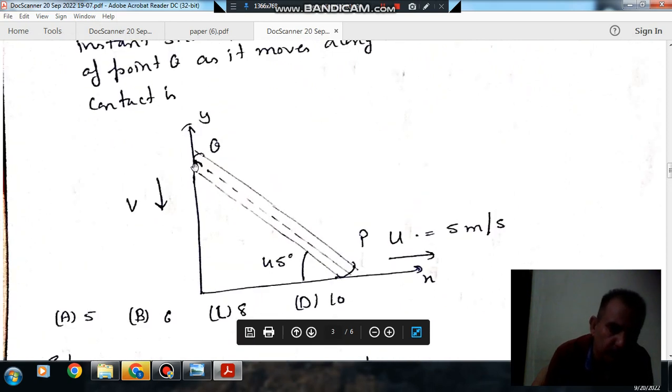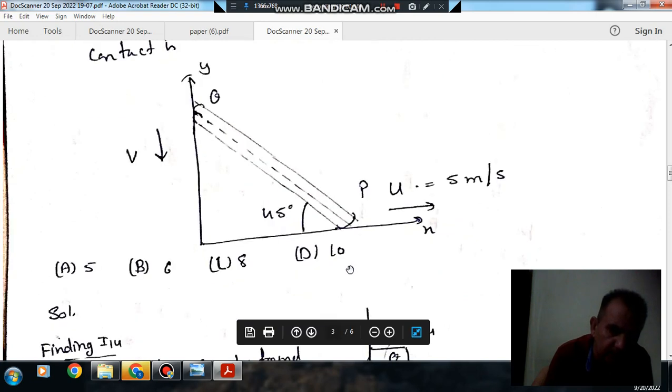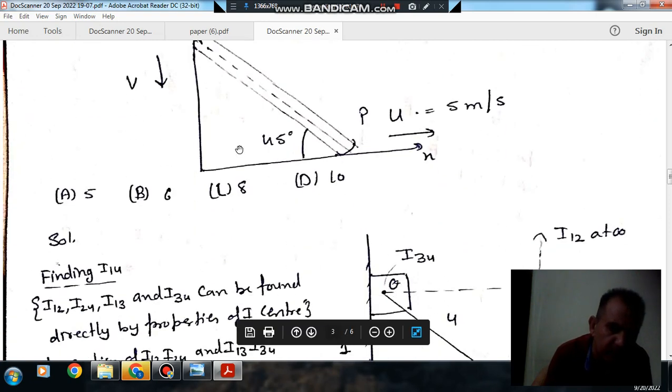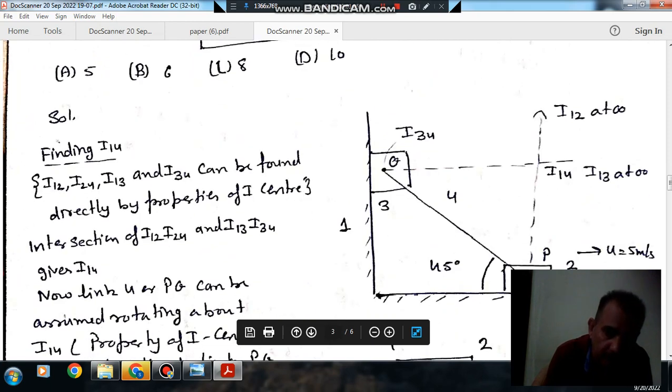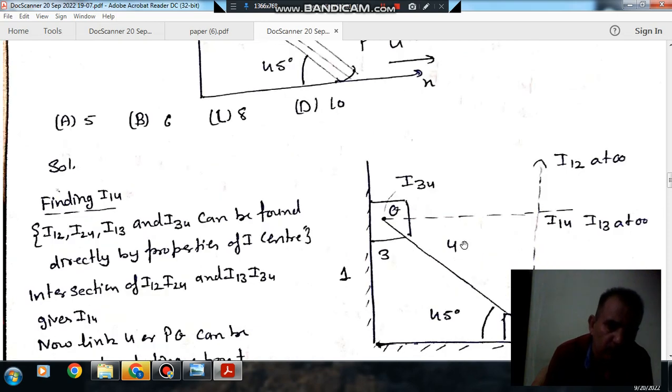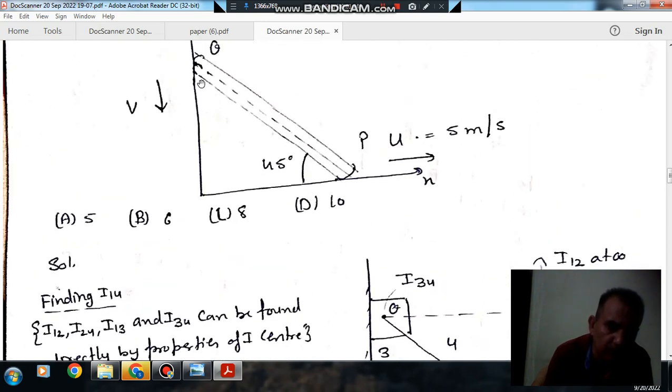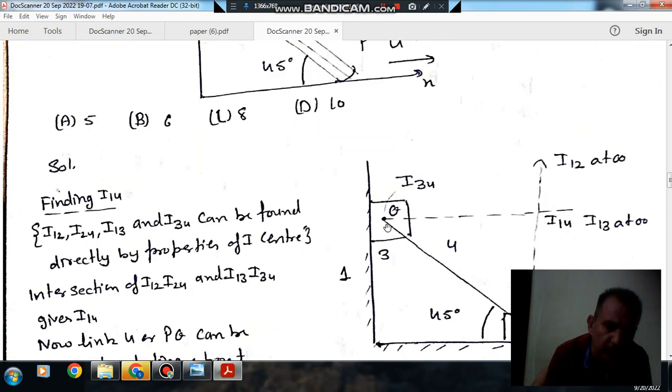Now point Q and point P can be assumed as sliders, because they are sliding with respect to the wall. So we can assume that a slider is at point Q and another slider is at point P. Assuming the fixed wall and floor as one link, this slider has two links and this slider has three links, and the rod connects them as the fourth link. Now we have to find the velocity of point Q.